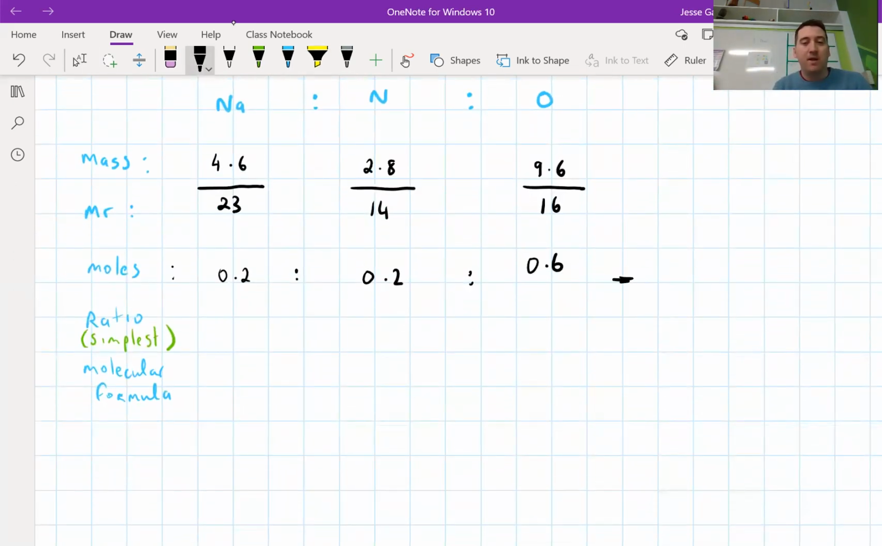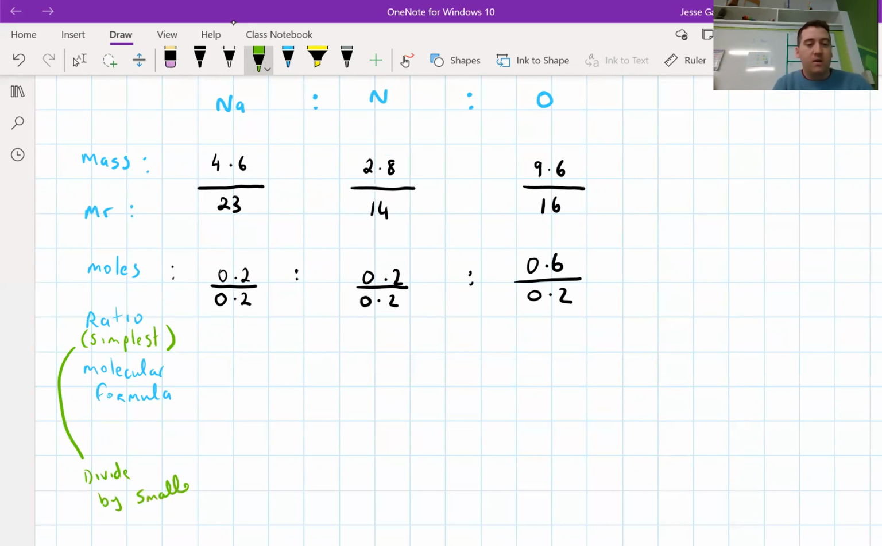Now, to get the simplest whole number ratio here, what we want to do is take each of these and divide by whichever of these three numbers is the smallest. That will give us the ratio. So 0.2 is the smallest number. So we're going to divide each of these things by that smallest number, 0.2, and this should give us a whole number ratio. So if you want to write down here that what you need to do is divide by the smallest number.